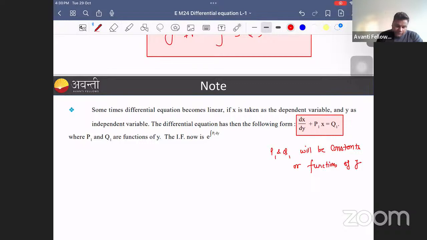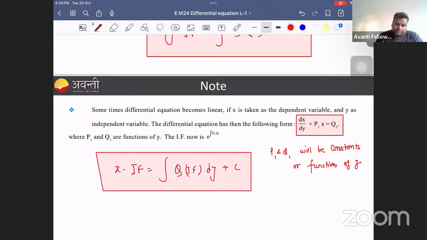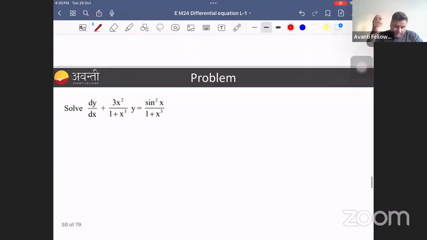Got it? So the solution will be what in this case? X into integrating factor is the integration of Q into integrating factor into dy plus constant. Am I clear? Now you will get more clarity if we solve a question.